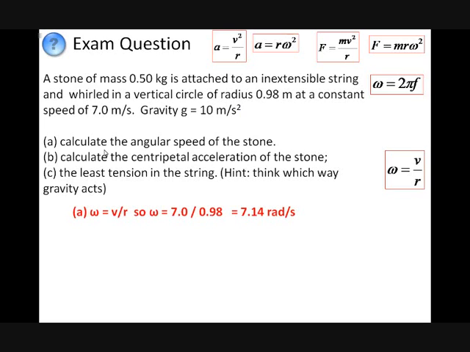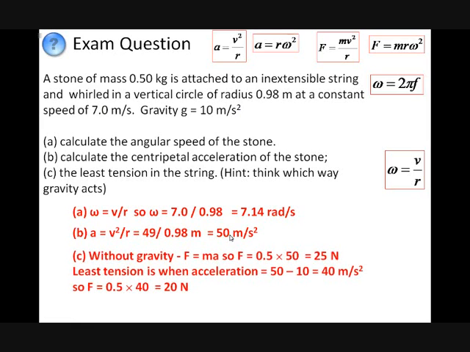Part A, first of all. Angular speed of the stone, you're given a formula, omega equals v over r. We've got velocity of 7, we've got a radius of 0.98, easy there, 7.14 radians per second. So what about the centripetal acceleration? Well, we've got acceleration equals v squared over r up here. So again, we've got velocity, 7 squared is 49, divided by the radius of 0.98 metres equals 50 metres per second squared. Finally, the harder bit, the least tension in the string.